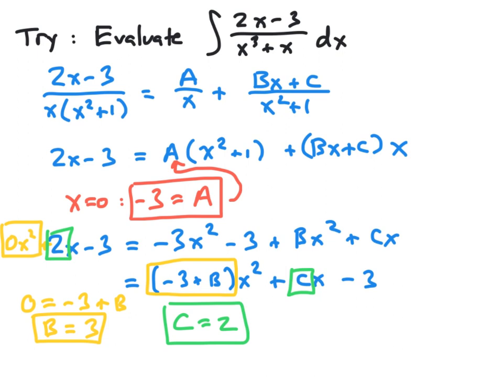To find B, we look at the coefficient of x squared on each side. On the left-hand side, notice that there is no x squared term, which means our coefficient is 0. And so we know that 0 is going to equal negative 3 plus B, or B is going to equal 3. We can also compare the coefficients of x, which are 2 and C respectively, and so we know that C is equal to 2. And here we have all three of our values for A, B, and C.